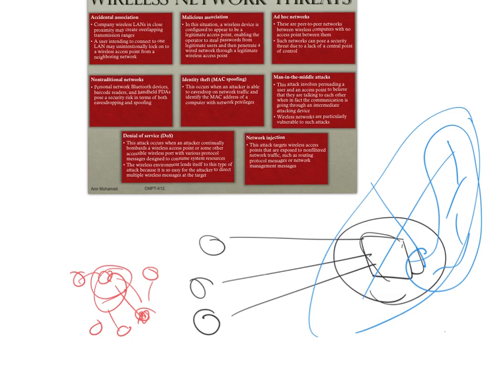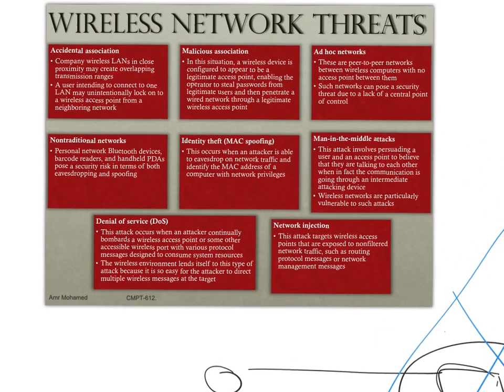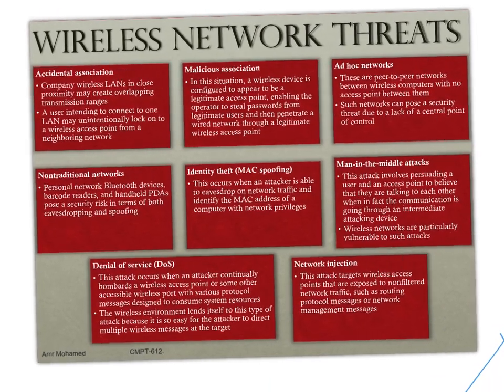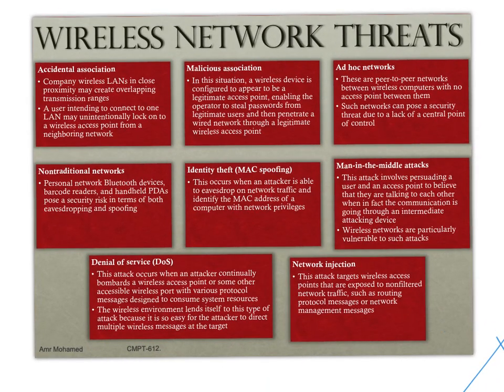There are also non-traditional networks. In non-traditional networks, we have personal networks, Bluetooth devices, barcode readers, and handheld PDAs. These are wireless devices, which again is somewhat new to us. A barcode reader or PDA or something, these can read a huge amount of data in just one shot.